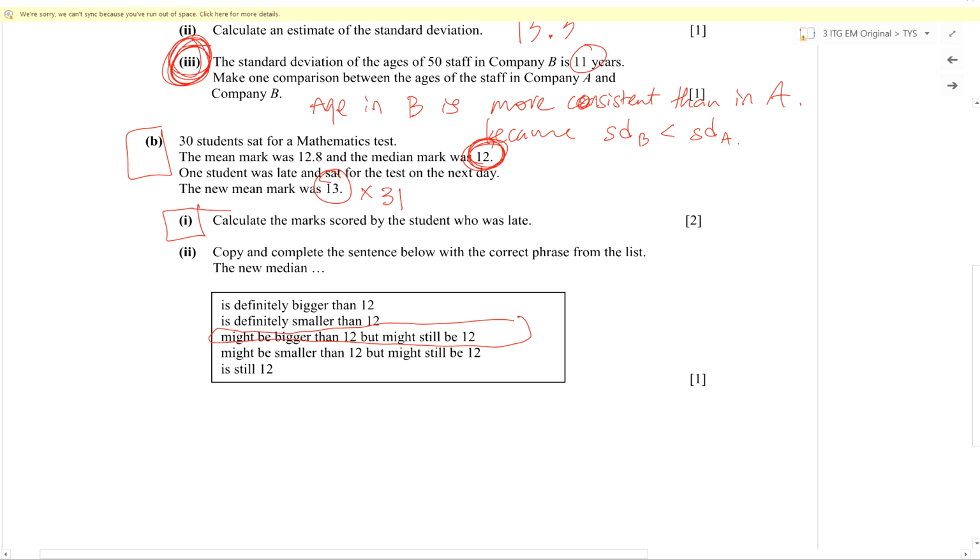B part 1, 2 marks, yes. Oh, the correct answer over here is 19. Okay, show me your paper later on.